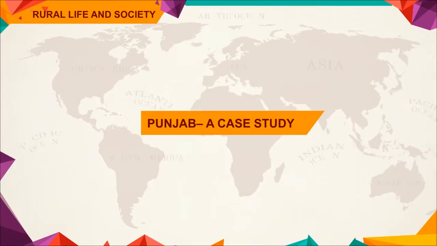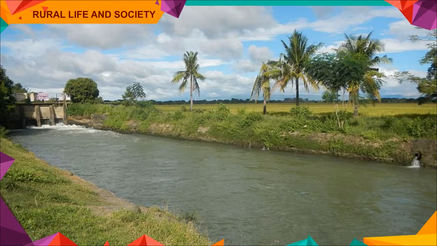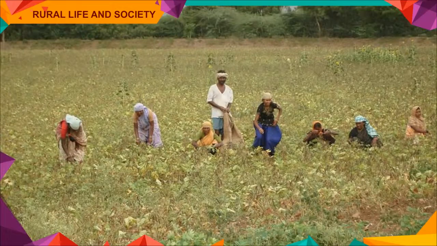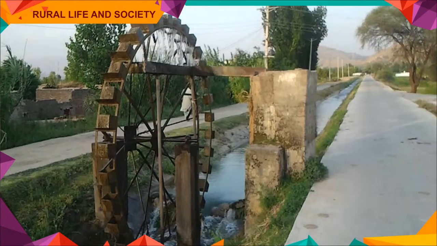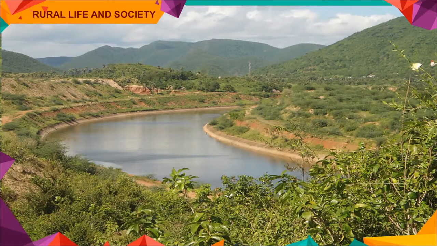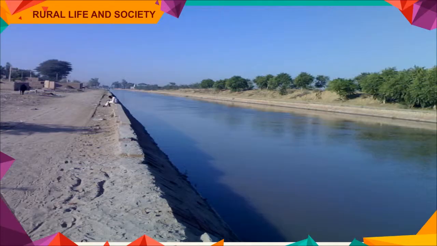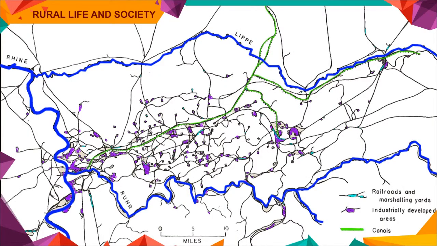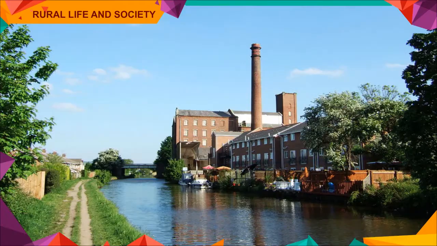Punjab, a case study. Canal irrigation brought about many changes in Punjab. The introduction of the Persian wheel gave a boost to irrigation. It was further boosted with the construction of some famous canals built by different rulers. The coming of the British witnessed the introduction of a relatively advanced technology. Extensive canal systems were raised along with the establishment of some industries.